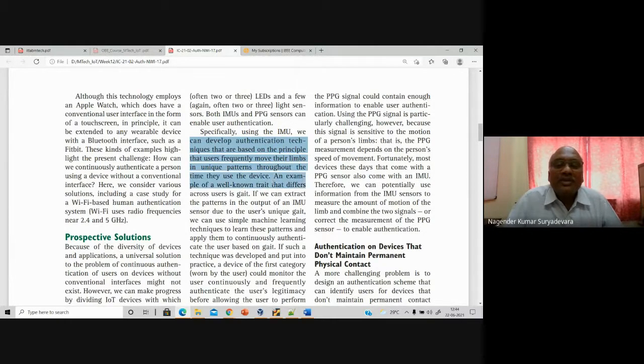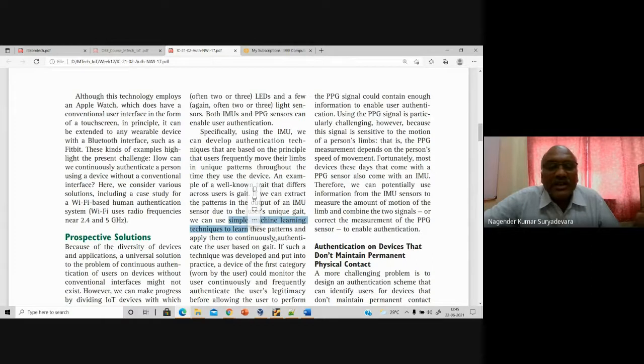An example of a well-known trait that differs across users is gait. If you extract the patterns from the output of the inertial measurement unit, meaning the patterns from the accelerometer and the gyroscope sensor, due to the user's unique gait, we can use simple machine learning techniques. After you extract the patterns, you apply the machine learning techniques continuously. So you can easily authenticate that so-and-so user is using so-and-so device.